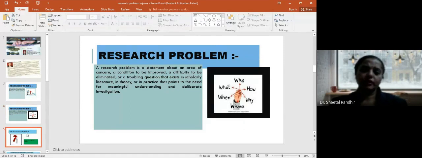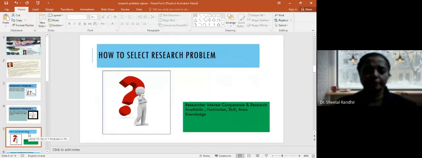So the next slide is how to select a research problem. Many times, before starting our research study, I have seen with various friends, even my students, they start from the review of literature. Whenever they want to do the research, they start from the review of literature.